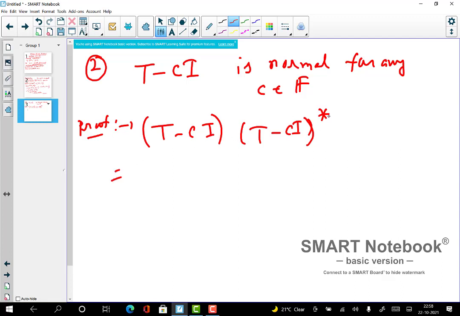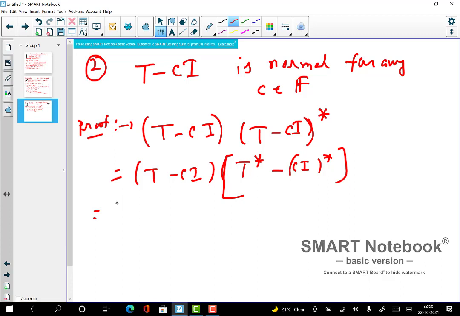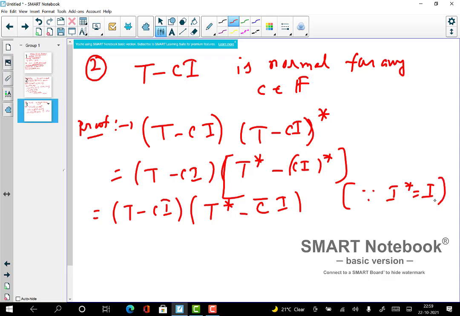By the property of star, you can write it as T star and c I whole star, right? Then you can use the property of adjoint, and you know that the constant will come out with a bar, c bar, and I star equals I, because the adjoint of the identity is the identity itself. Now because normality means T star commutes, you can easily check that this is T star T minus c bar T minus c T star plus c bar c I. So c bar c I means modulus c whole square, right?